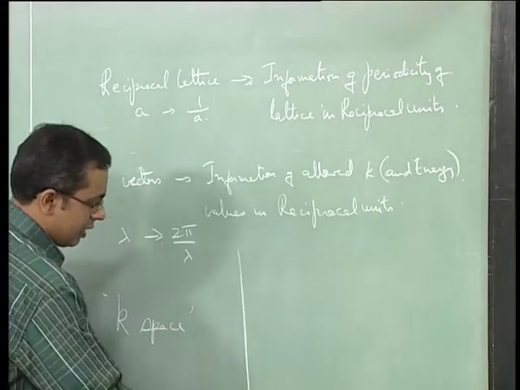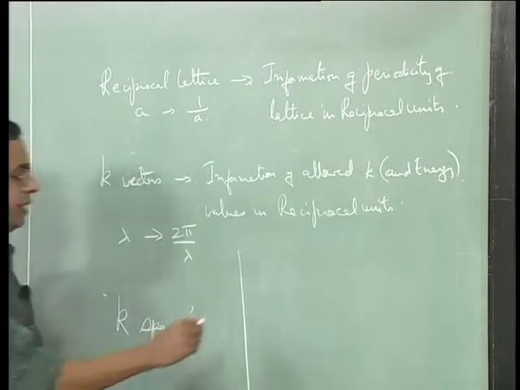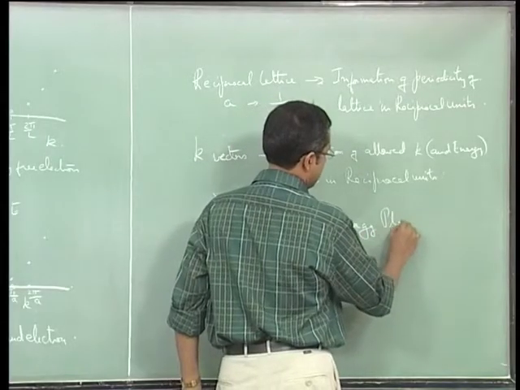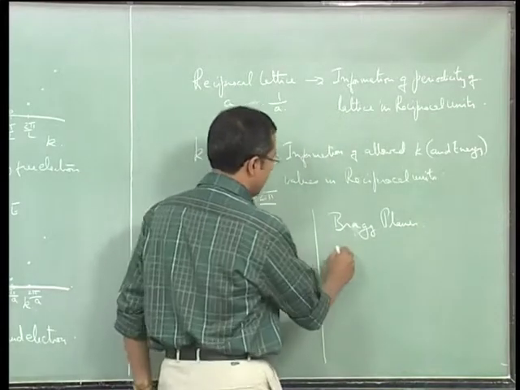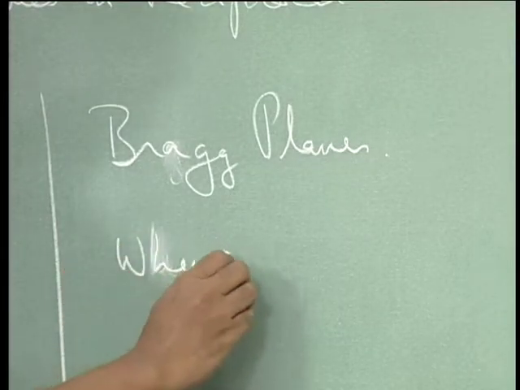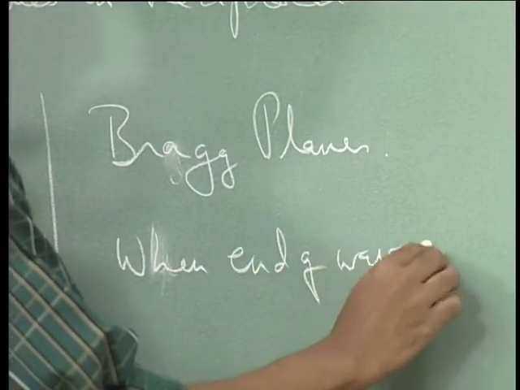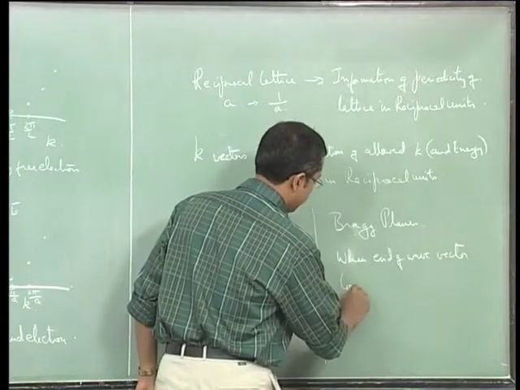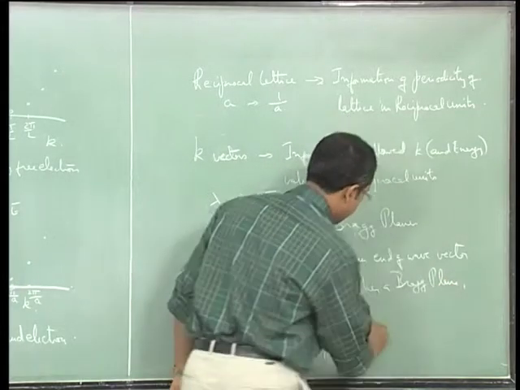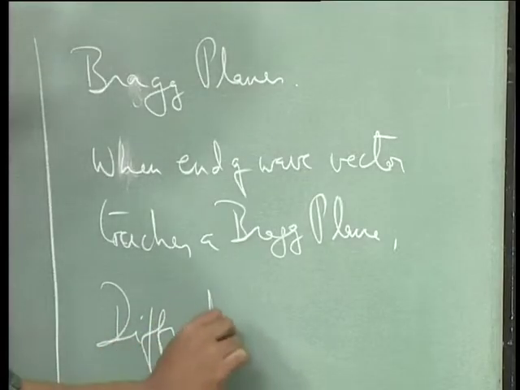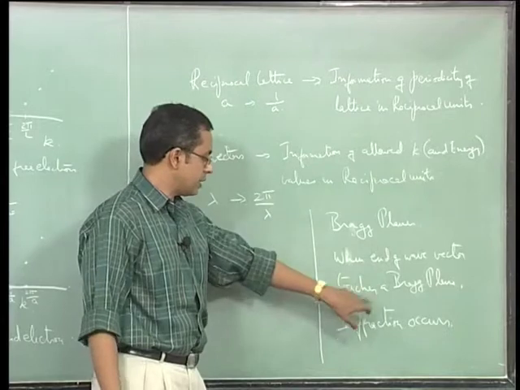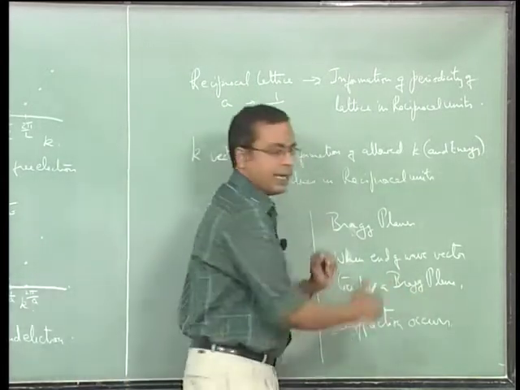What is the additional thing we have done? We have seen that in reciprocal space we have identified what are known as Bragg planes, and we have said that when the end of a wave vector touches a Bragg plane, then diffraction occurs. Okay. So when the end of a wave vector touches a Bragg plane, diffraction occurs. So this in fact captures the interaction that we are going to look at.